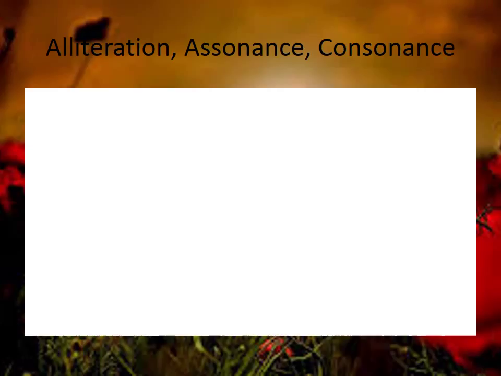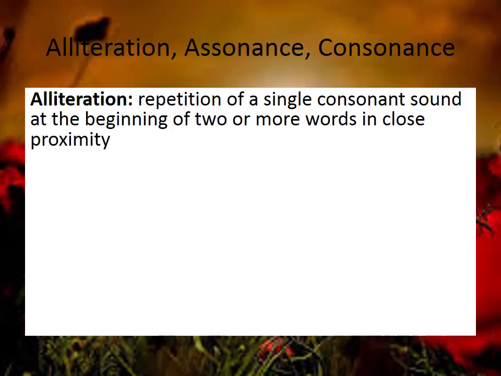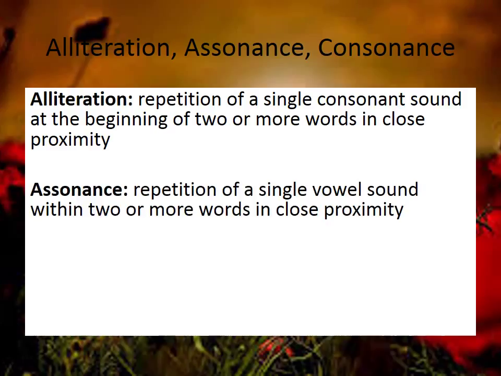Okay, so moving away from imagery, we're going on to alliteration, assonance, and consonance. So alliteration is when we repeat a single consonant sound at the beginning of two or more words in close proximity. So we've heard the old Peter Piper picked a peck of pickled peppers as an old example of alliteration. It doesn't have to be that pronounced. So assonance is a repetition of a single vowel sound within two or more words in close proximity. Remember our vowels, A, E, I, O, U.